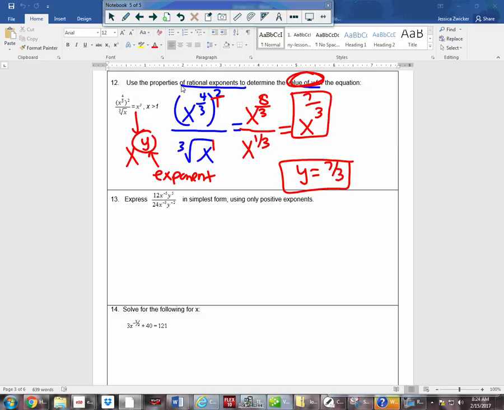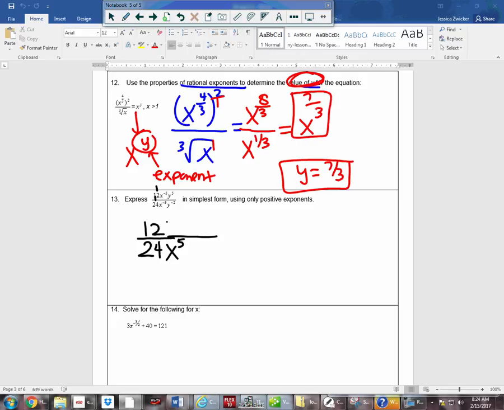Number 13, rewrite using only positive exponents. 12 has an exponent of 1, so I'm leaving it alone. 24 has an exponent of 1, so I'm leaving it alone. If I change this up, x to the negative 5 is in the numerator. If I want to change the sign of the exponent, I reciprocate, put it in the denominator.